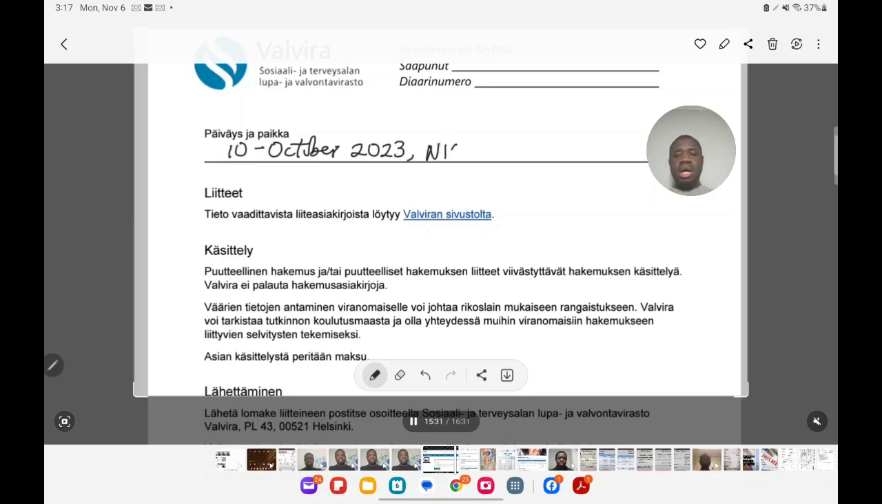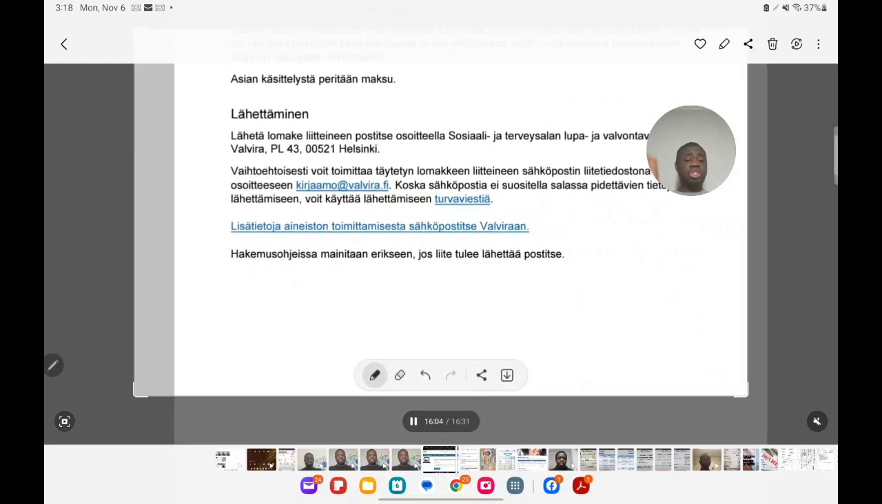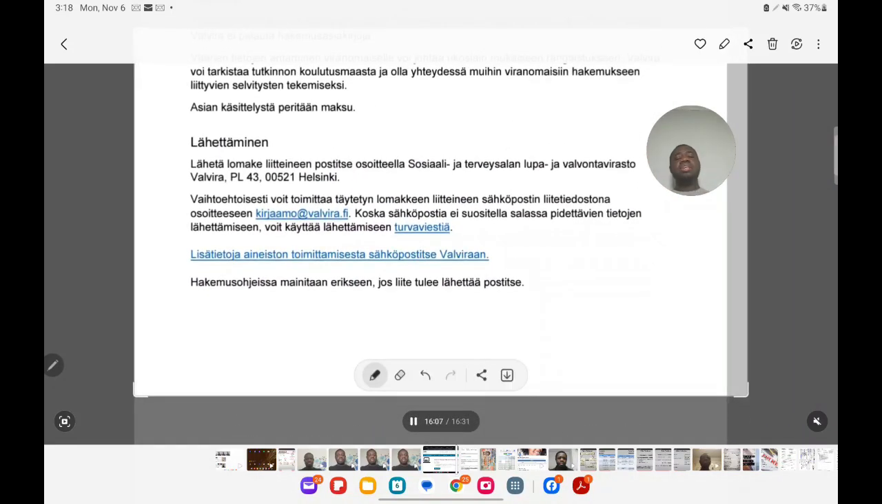So after you are done with the form, the next is to send the forms and other documents to Valvira in Finland. And the address to do that is in this form. So if you don't want to waste money using DHL, Nine Post, or FedEx, you can just scan all these forms, including your certificate, and email them to this email address here.